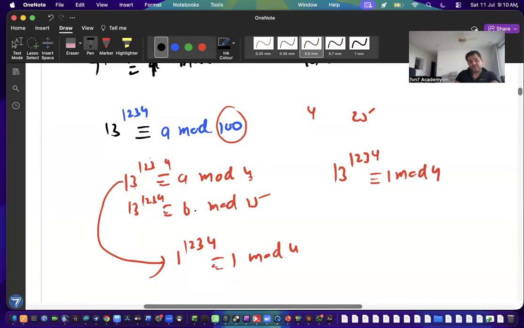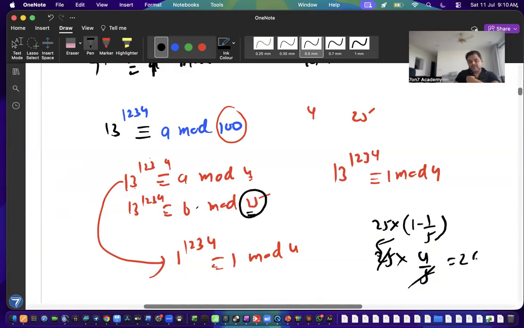Now, can you simplify this the same way? Can you divide this by 25? How will you reach the remainder? Something you have to simplify. If you take 13 squared, I don't think that will work. Instead, find the totient function of 25. What is the totient function of that? 20. Yes, 25 into 1 minus 1 over 5, so 25 into 4 by 5, which is 20. So the value of the totient function is 20.